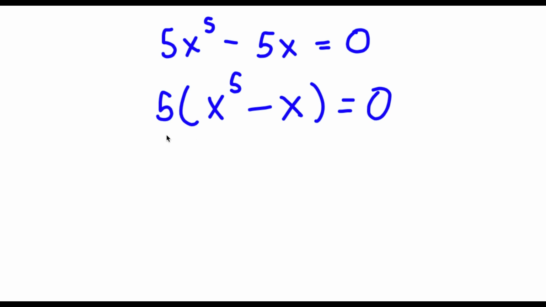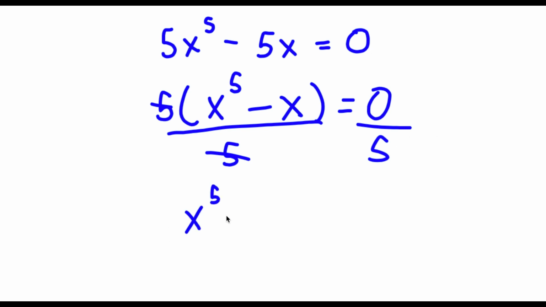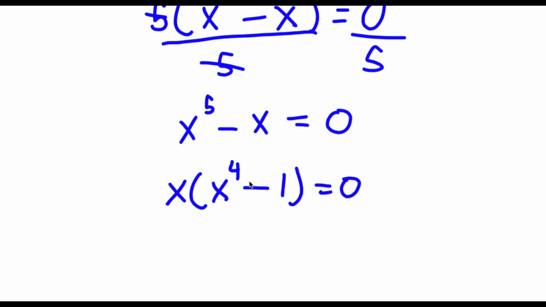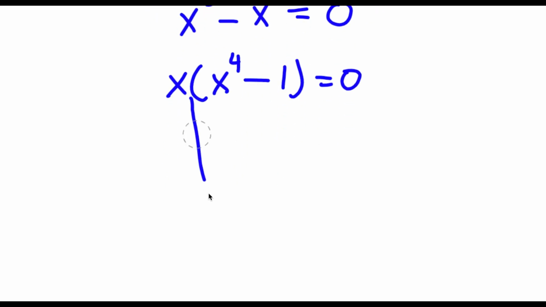Now I'm going to divide both sides by 5. So this way, we can just simply get rid of this 5, and it would be much easier to solve this equation. So now, these 5's are both going to cancel out, and 0 divided by 5, that's simply 0. So now I'm left with x to the power of 5 minus x is equal to 0. Now from here, I can go ahead and factor out x. So if I factor out x from here, I get x times x to the power of 4 minus 1 is equal to 0.